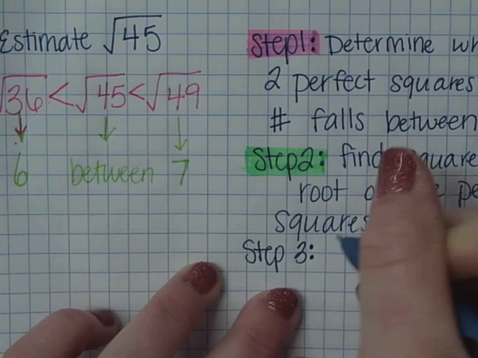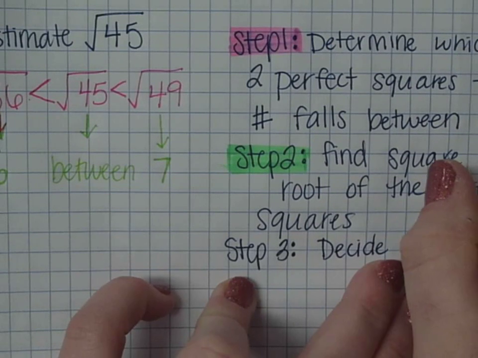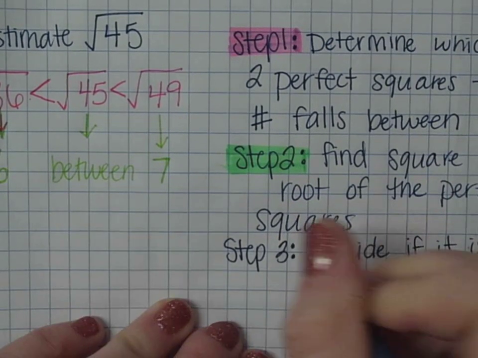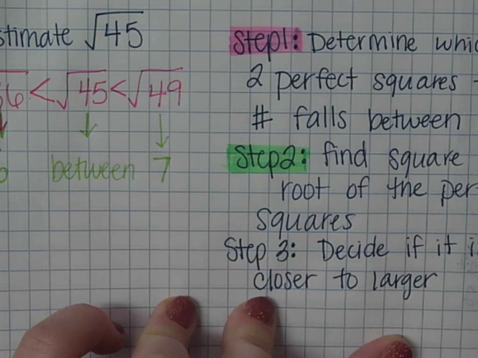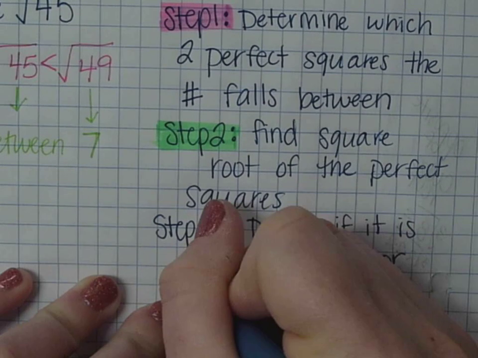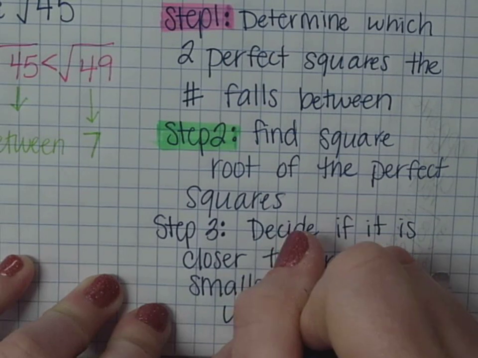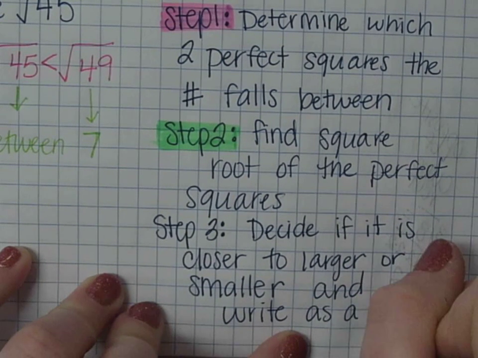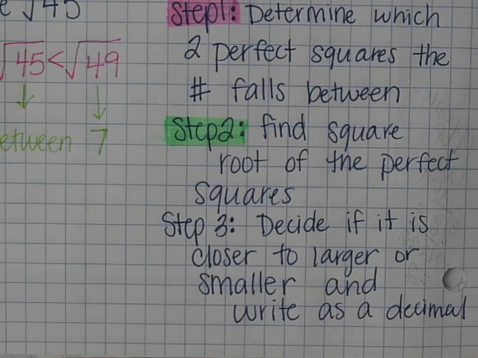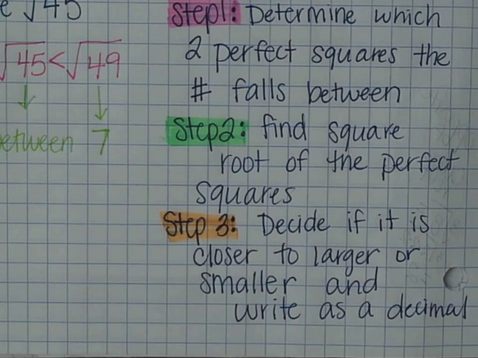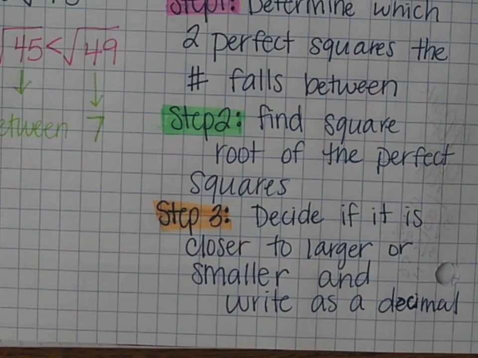Step 3, decide if it is closer to larger or smaller, and write as a decimal. Sorry, my handwriting's pretty sloppy this morning. That's a decimal, DEC.